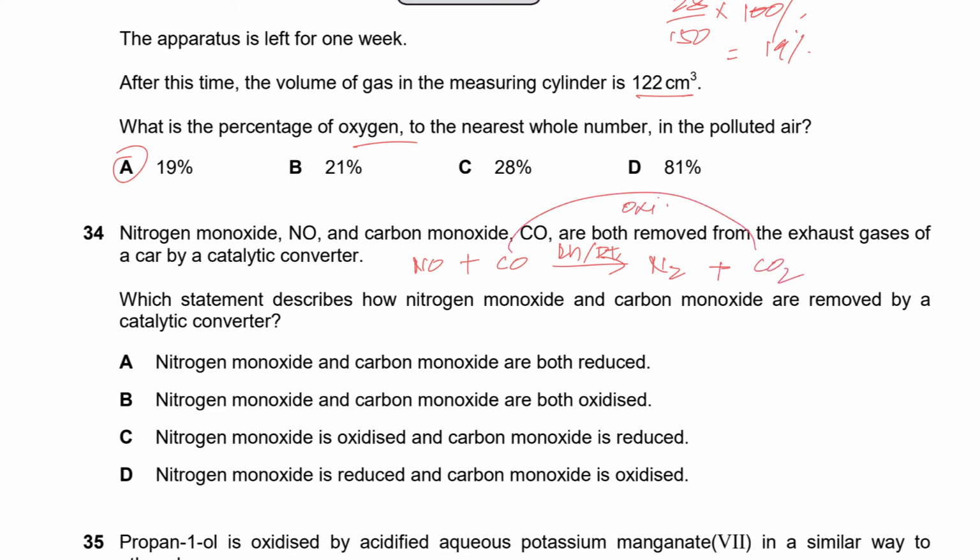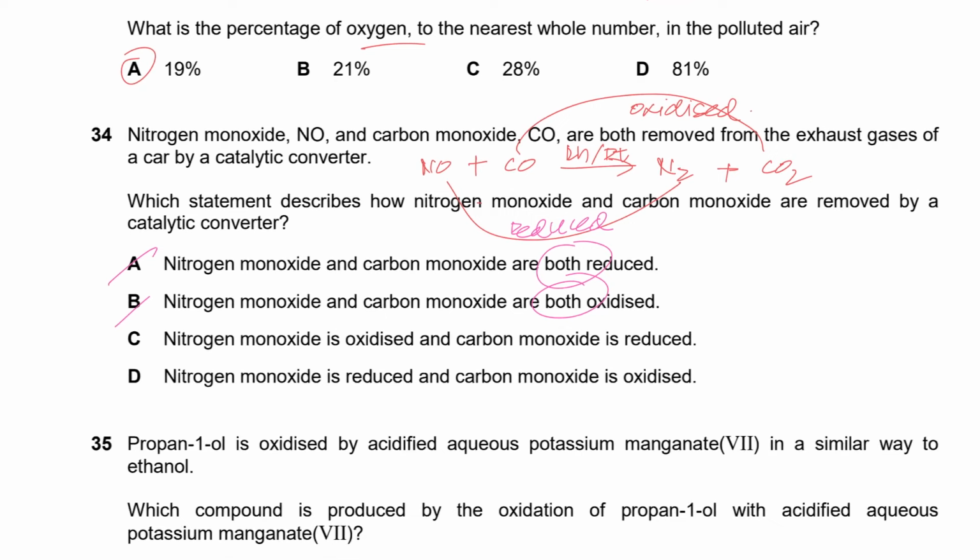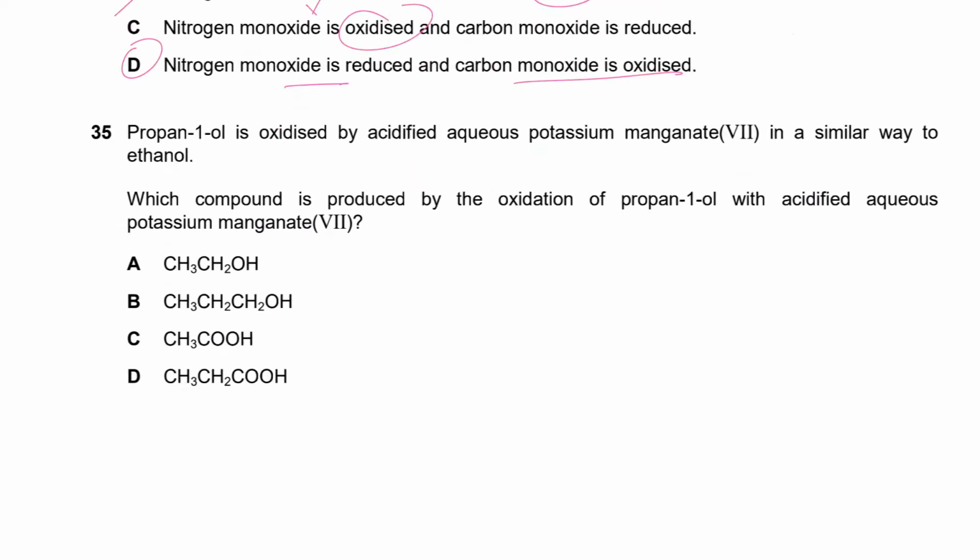Carbon monoxide is oxidized because there's a gain of an oxygen atom, and nitrogen monoxide is reduced because it loses an oxygen atom, right? And you could also check it from the oxidation numbers. Are they both reduced, both oxidized? No, one is reduced, one is oxidized. Nitrogen monoxide is oxidized? No, that's reduced. So D is the correct option. Carbon monoxide is oxidized and nitrogen monoxide is reduced.